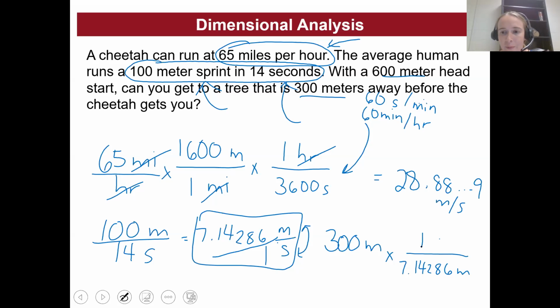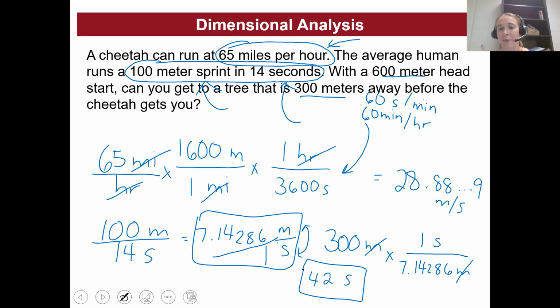All right. So if you multiply across the top, you just get 300. Our meters cancel out. So then we divide by the bottom. So 300 divided by 7.14286. That's, I'm going to say that's roughly 42 seconds. It takes us 42 seconds to get to the tree.